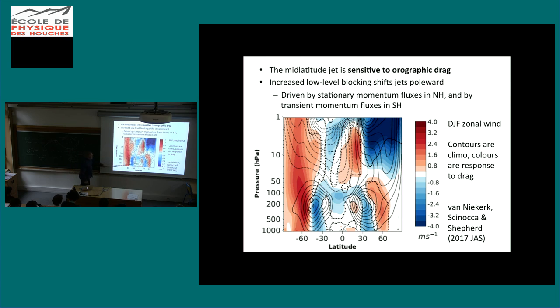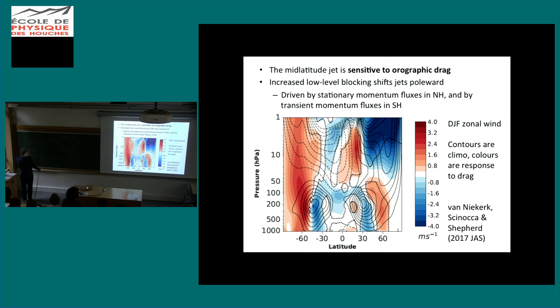So in the northern hemisphere, it's all happening because of the stationary waves. I mean, you change the low-level drag, you change the stationary waves, and that changes the momentum fluxes. And that's what the paper's about. It turns out that in the southern hemisphere, there's also a shift, but of course the stationary waves are much weaker. And if you look at the budget, it's the transient eddies which do this shift. So that's a bit more complicated, because now we have a feedback between the drag and the transient eddies.